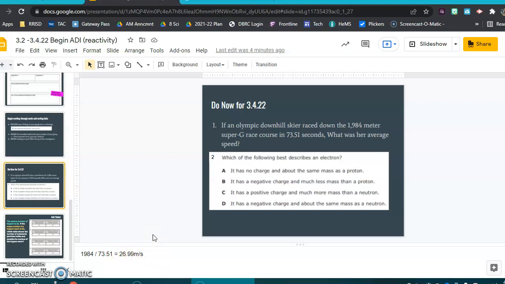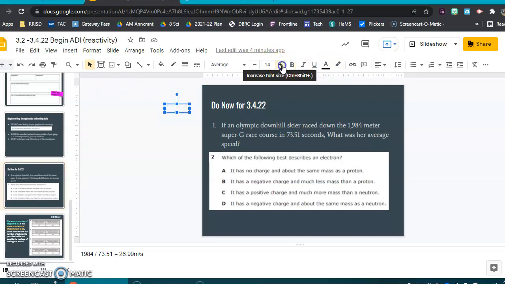So our do now is: if an Olympic skier raced down the 1,984 meter Super G race course in 73.51 seconds, what was her average speed? Okay, so first thing we have to do is remember that we're talking about speed.